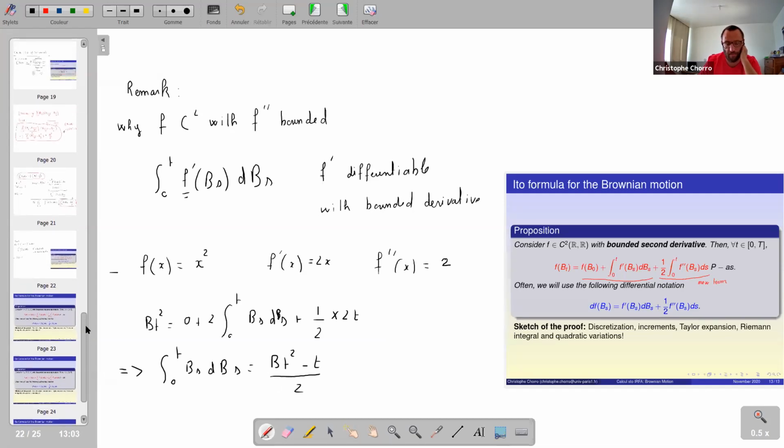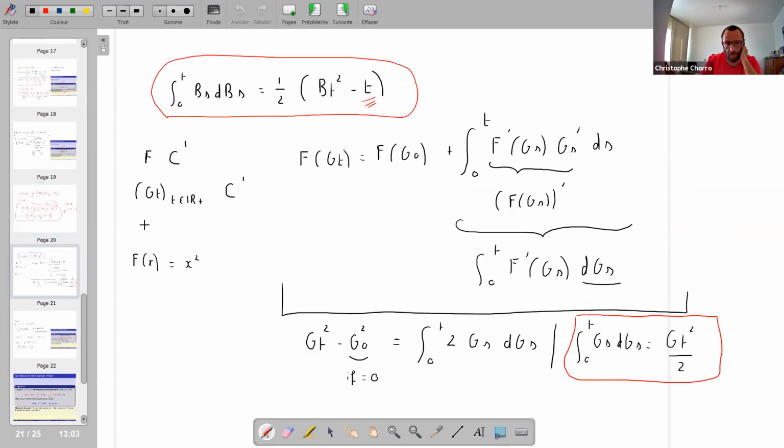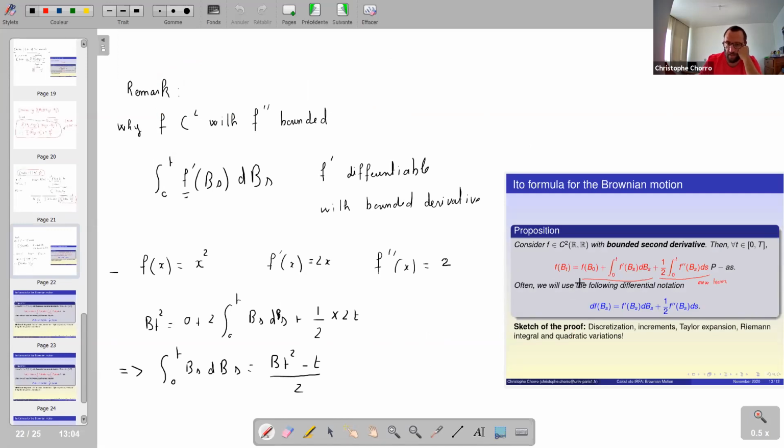And keep in mind that this formula is exactly what I obtained in my direct computation involving the quadratic variation of the Brownian motion. So it means that the Ito formula expressed this way is just a generalization of the formula that I have proved directly. It gives you a decomposition of f of B_t in terms of a constant, a stochastic integral, and a Riemann integral, when f is sufficiently regular.